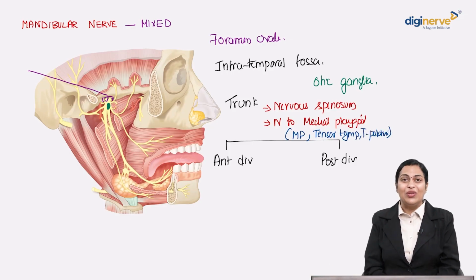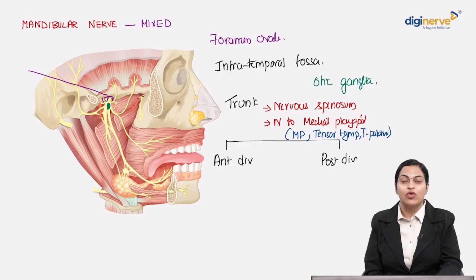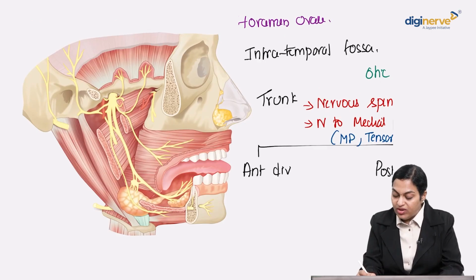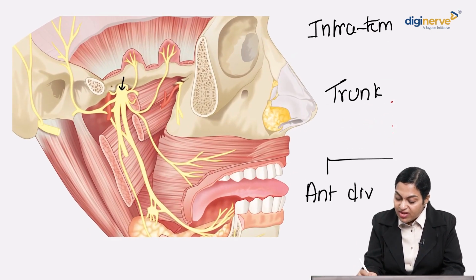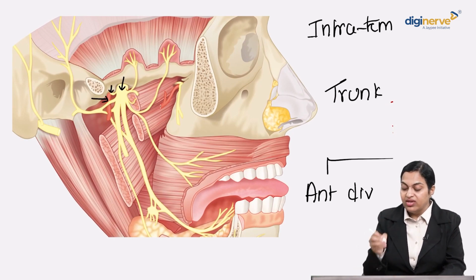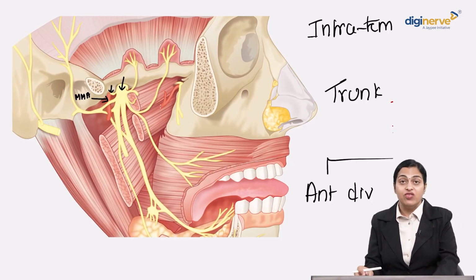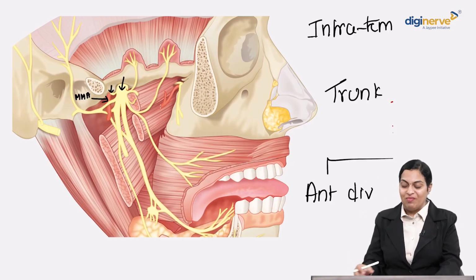Tensor tympani, where do you get to see it? Within the middle ear, right? And tensor veli palatini is a muscle of the soft palate, right? So here you can see the trunk of the mandibular nerve. This nerve is the nervus spinosum. The nervus spinosum and the middle meningeal artery pass through the foramen spinosum, right?